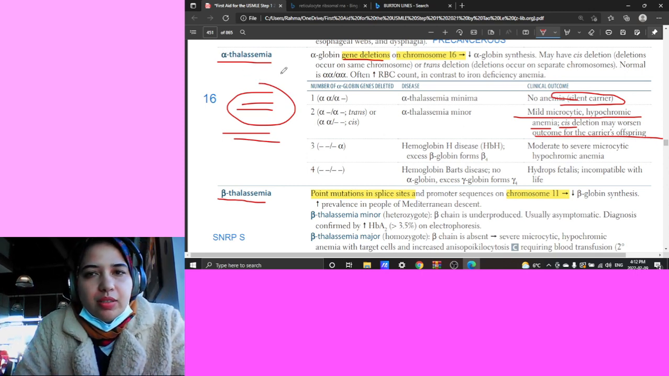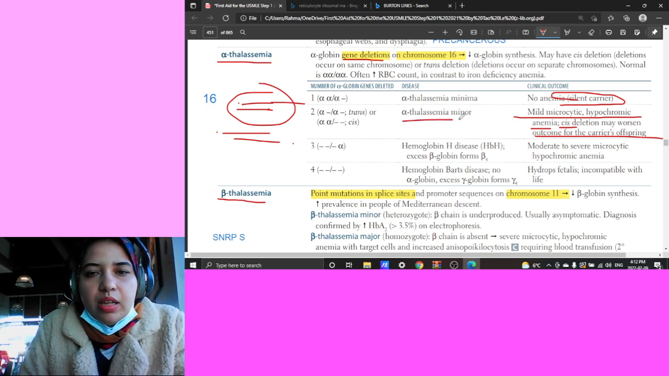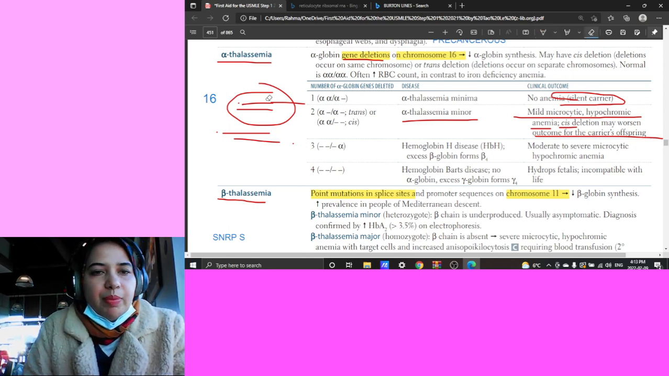The other one is a trans deletion, where I have deleted, well, one here, it could be this one and this one, or this one, or this one. It's not as bad, because I still have copies on both of the chromosomes. This is the alpha that came up minor, either trans or cis. And this is going to have a mild microcytic hypochromic anemia. That's alpha thalassemia for you.